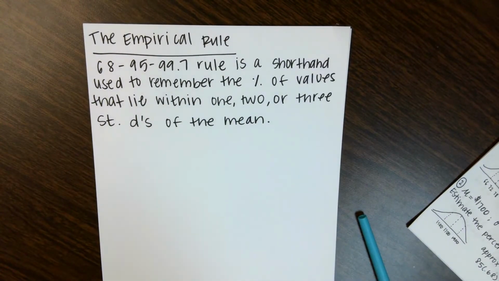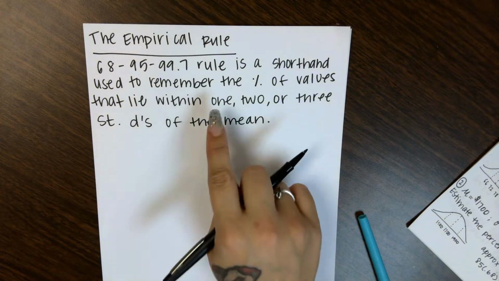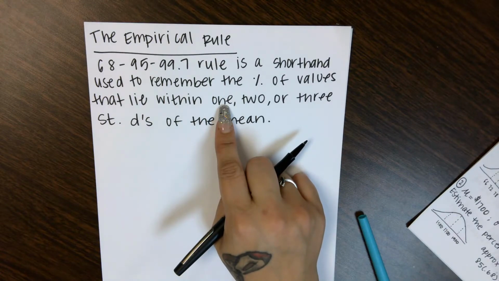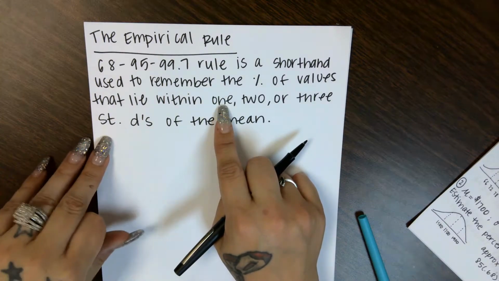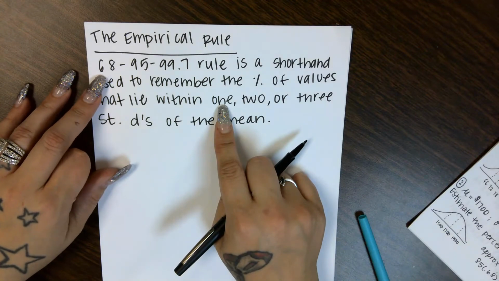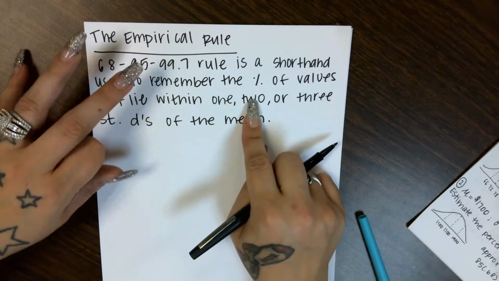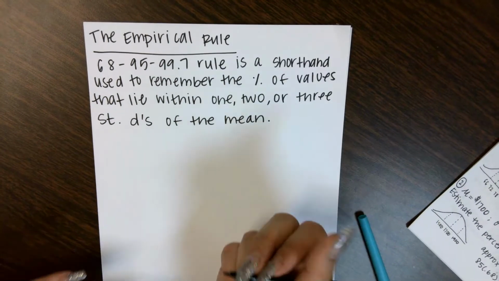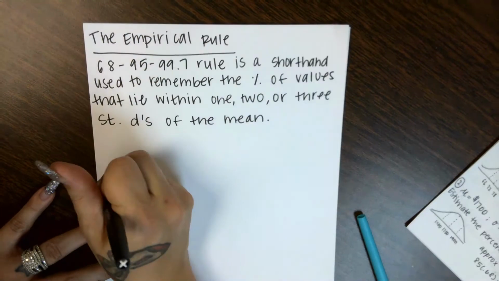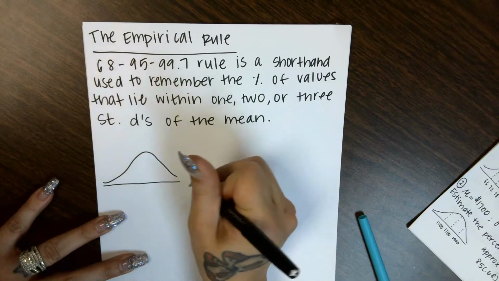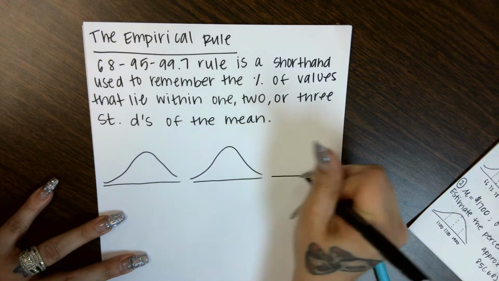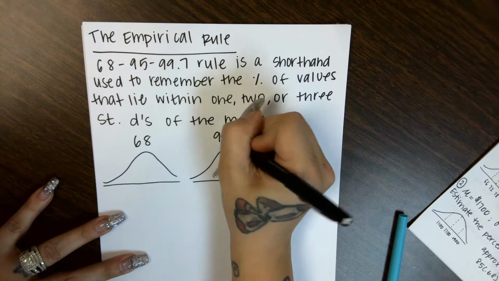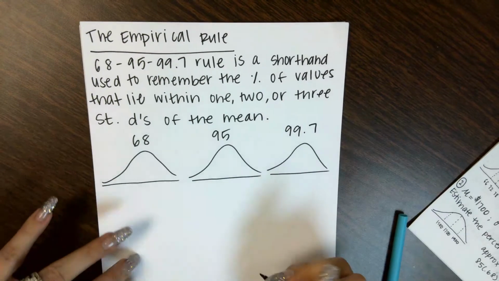If your value lies within one standard deviation, then 68% of the values are within that. Two would be 95, three is 99.7. And I'm going to show you what this means. So draw 3, so that we can have a visual representation of what this is saying.